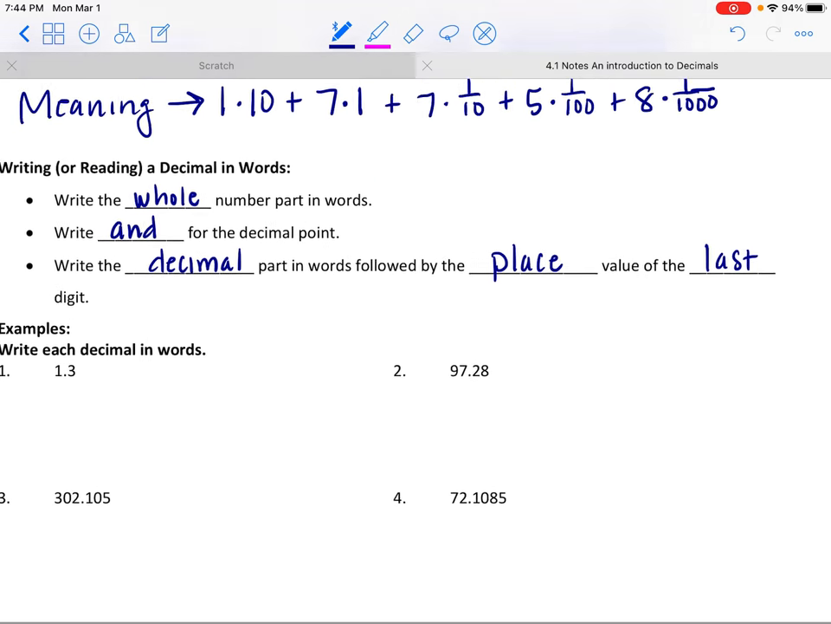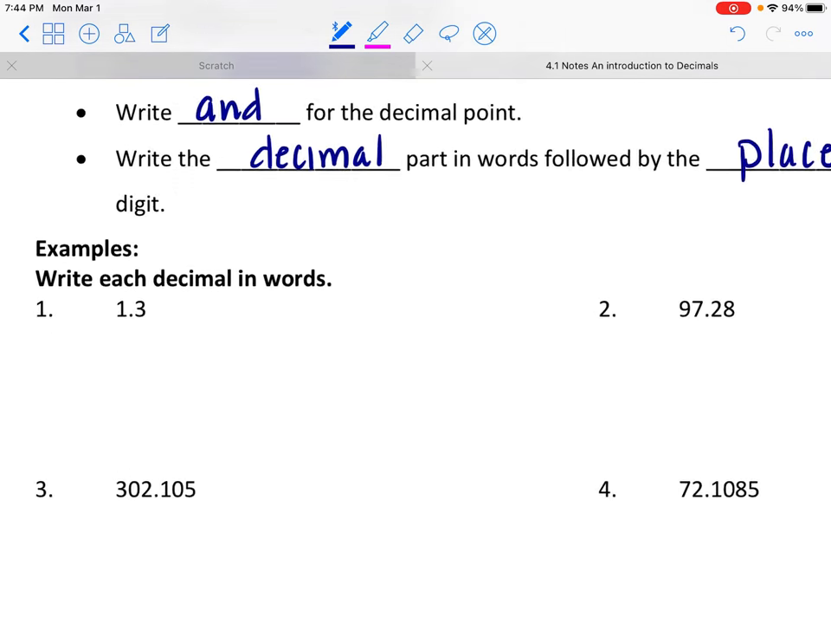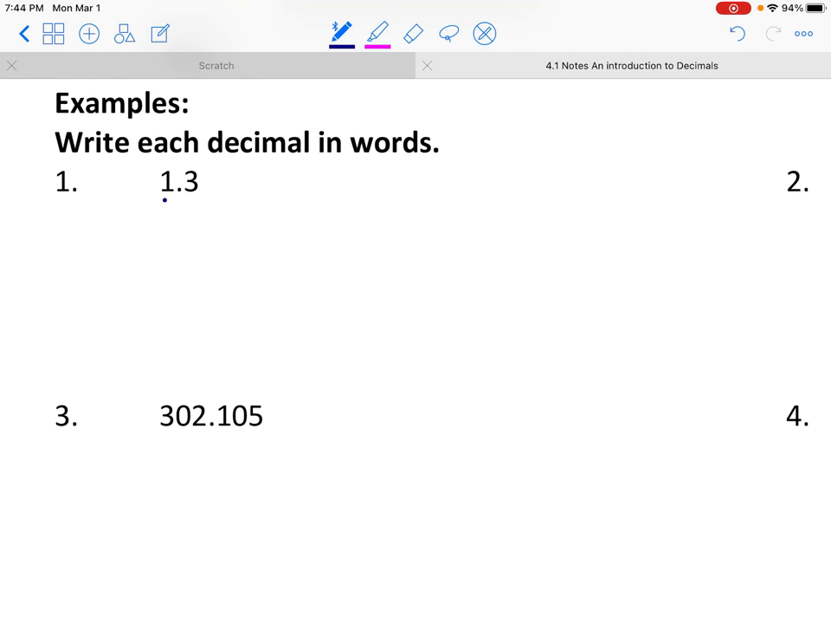Okay, so let's try this out. For instance, 1.3. So the whole number part here is 1.